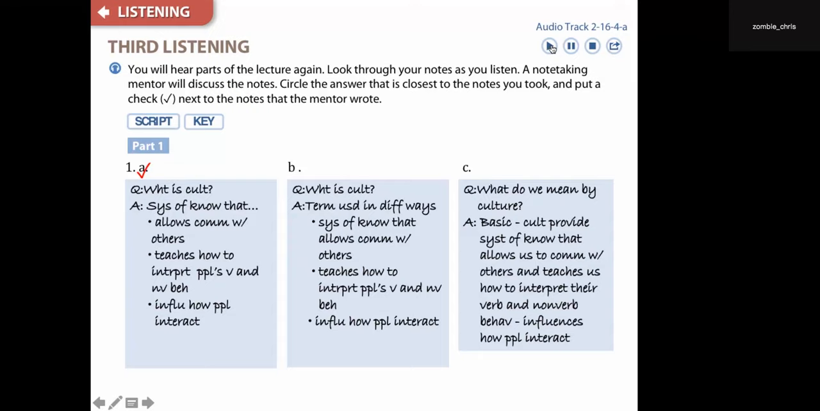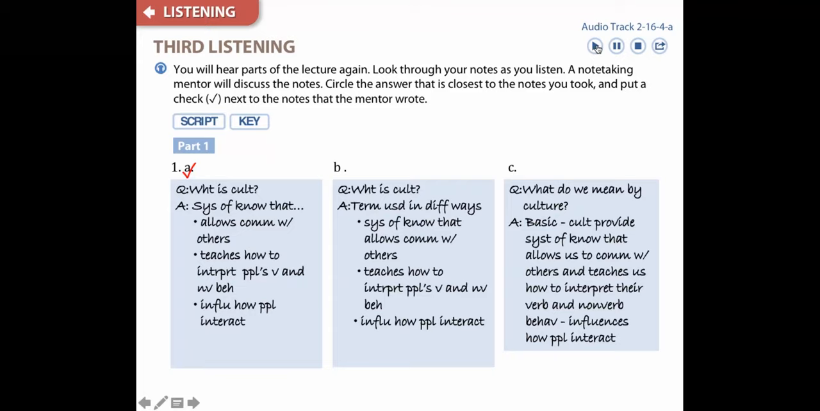Part one. But what do we mean by culture? Of course, culture is a term that is used in many different ways. Basically, culture provides us with a system of knowledge that allows us to communicate with others and teaches us how to interpret their verbal and nonverbal behavior. Culture influences and establishes how people interact with one another or do not interact with one another.